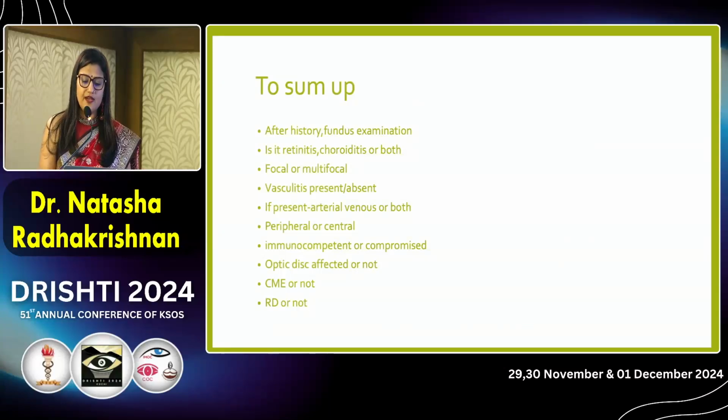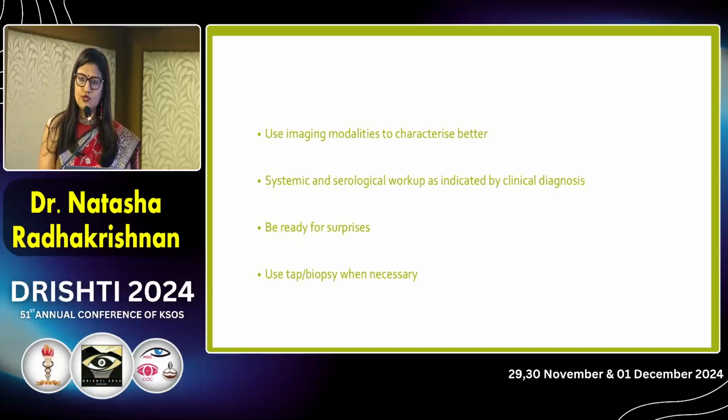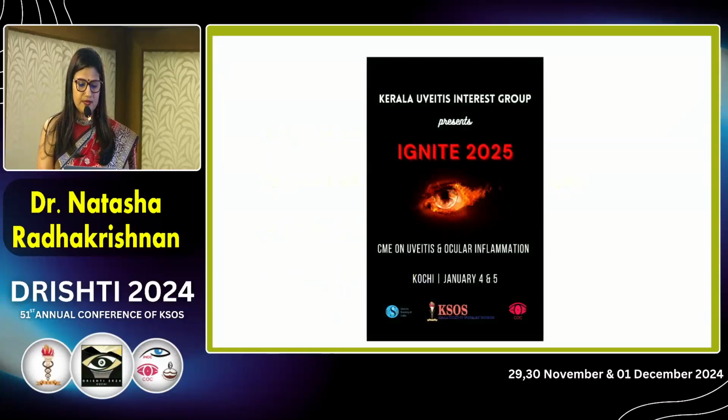So to sum up, after history, do a proper fundus examination, decide is it retinitis, choroiditis or both, focal or multifocal, vasculitis present or not, if vasculitis is there, arterial, venous or both, peripheral or central, immunocompetent or compromised, optic disc and macula affected or not, exudative RD present or not. Use imaging modalities, systemic and serological workup, but be ready for surprises and use a tap or biopsy when necessary.